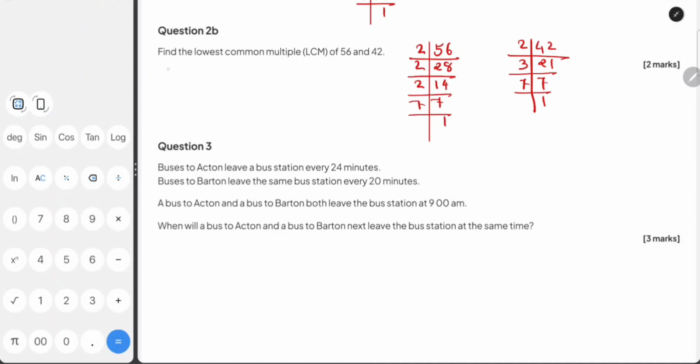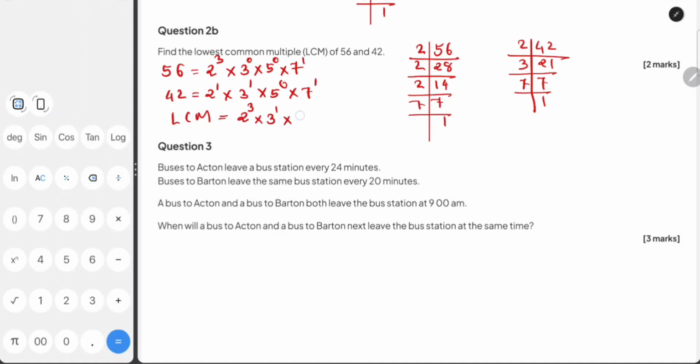Now for LCM, first I'll write them in the product of the prime. So 2 raised to 3, 3 raised to 0, 5 raised to 0, and 7 raised to 1. Similarly 42, that's 2 raised to 1, 3 raised to 1, there is no 5, so 5 raised to 0, and 7 raised to 1. And in LCM we take the highest power of each factor. So 2's highest power is 3, 3's highest power is 1, 5's highest power is 0, and 7's highest power is 1. So 2 raised to 3 is 8, 8 into 3 into 7.